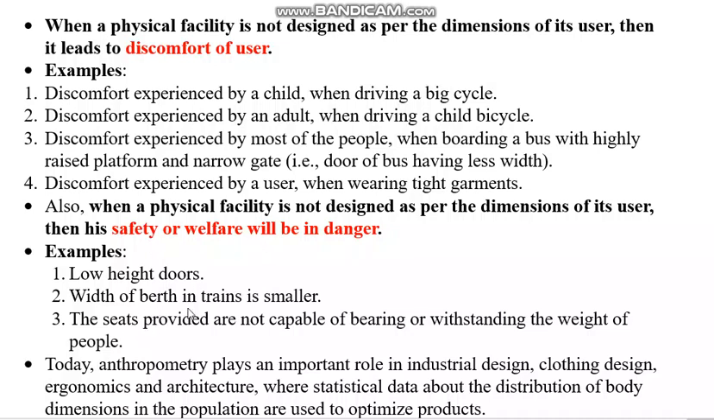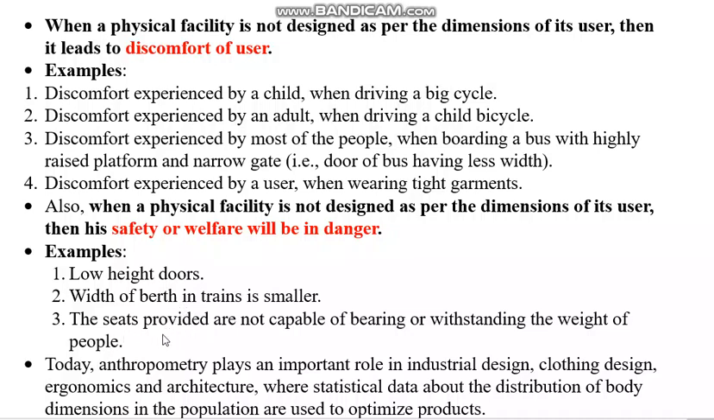And the width of the berth in trains is smaller. Now in the house, you are accustomed to sleeping on a bed of 6.5 feet by 3 or 3.5 feet width. But in the trains, what will be the width? Maybe 2 feet or a little lesser than that. If we are traveling for the first time, there is a safety consideration. You may fall. Small children may fall from the berths. That's why they don't put them on the top berths. They may fall from there.